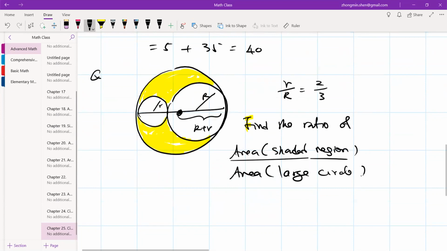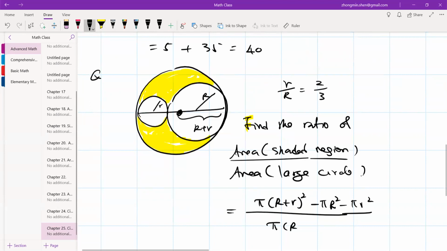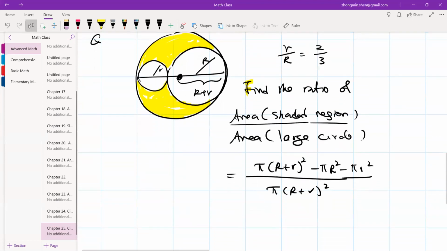You know why? Just look at the diameter. Diameter is 2 capital R plus 2 little r. Divided by 2 will be R plus r. Okay. So the area of the shaded region is pi (R plus r) squared minus the area of the medium-sized circle minus the area of the smaller circle, and divide by the area of the larger circle, right? So we want to try simplifying this.